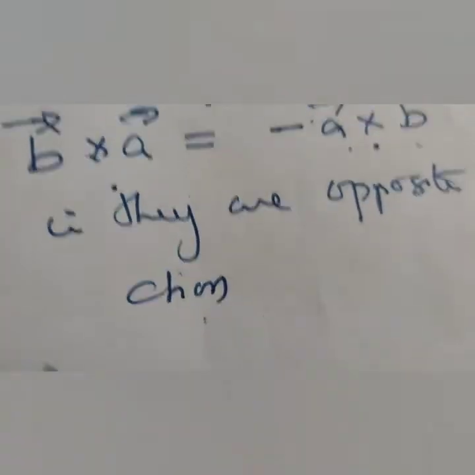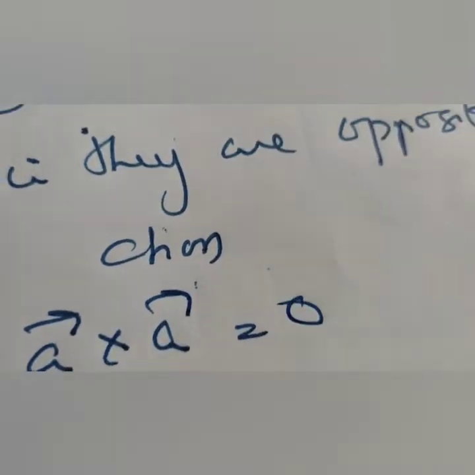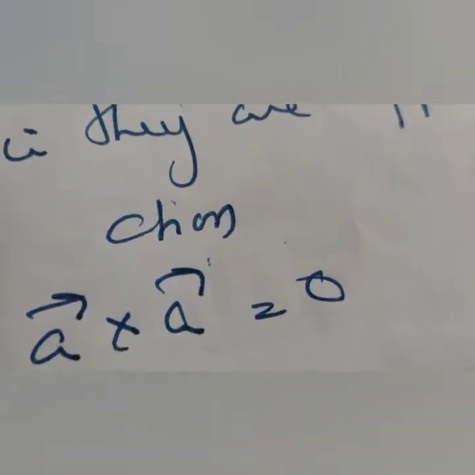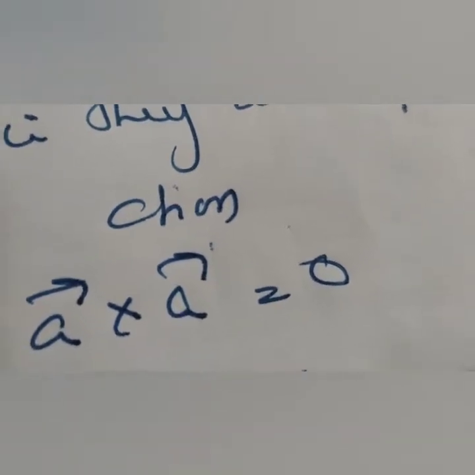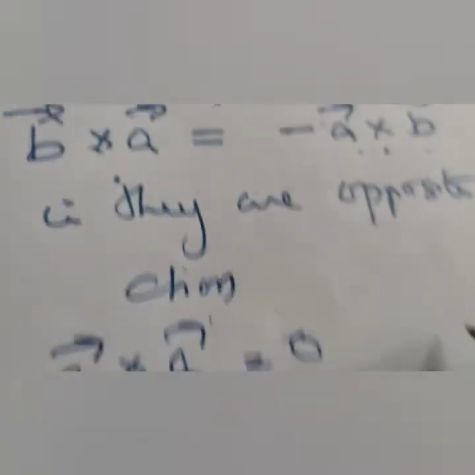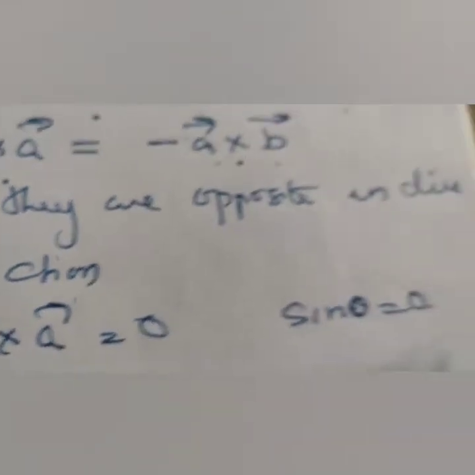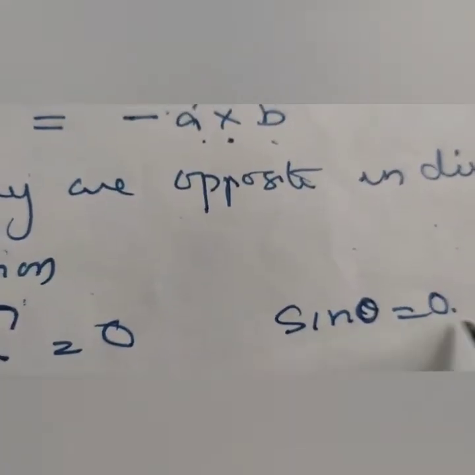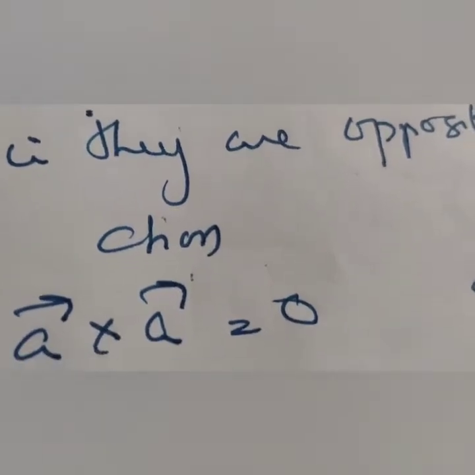Now some of the properties we will see here. A cross A is equal to 0. Remember, A cross A is equal to 0, because the angle between them is 0, and sin 0 is 0. So A cross A is 0.